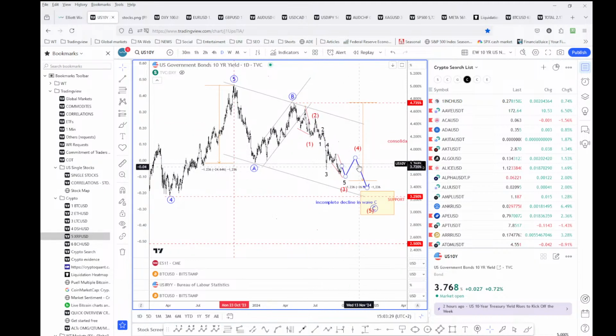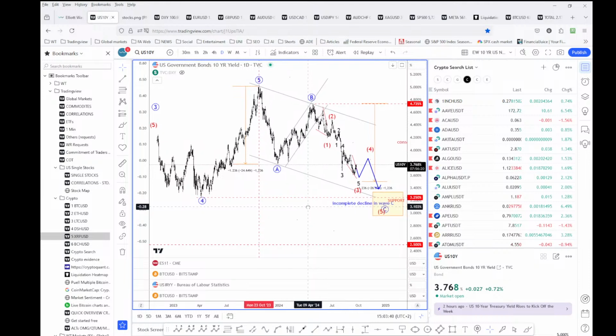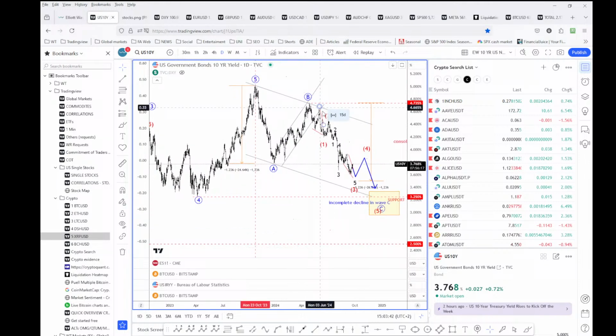So watch out maybe for more weakness still later this year, but then in 2025 I just think that very big cycles can come to change that year. Okay, so for now we are still here in a downtrend, but just temporary. We could see some recovery.